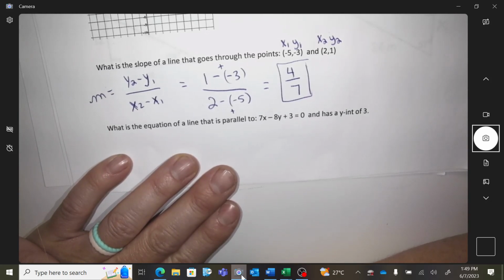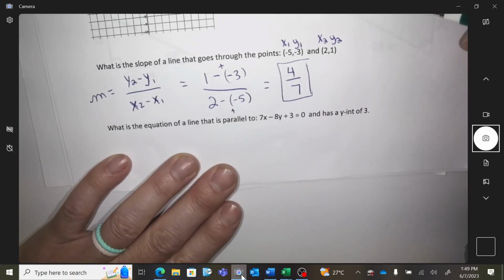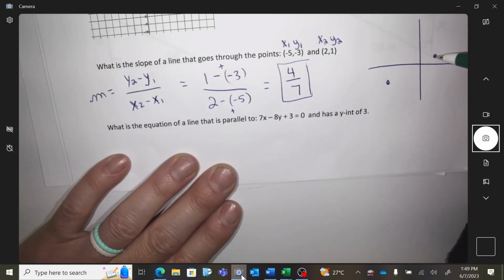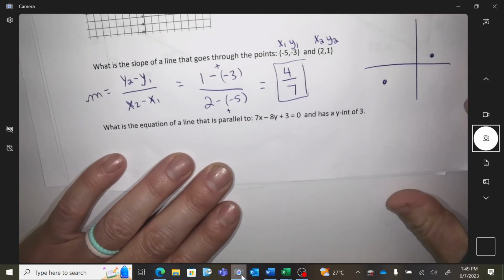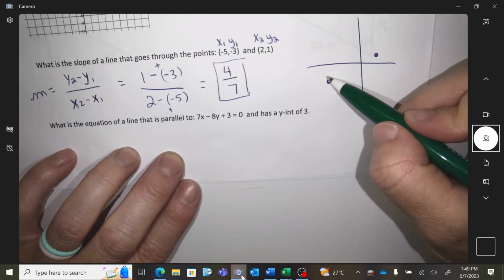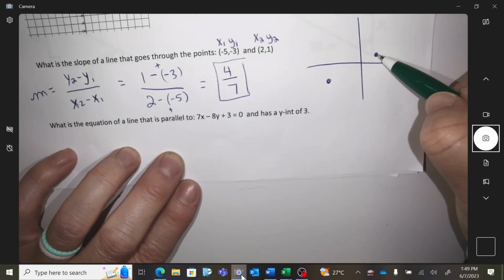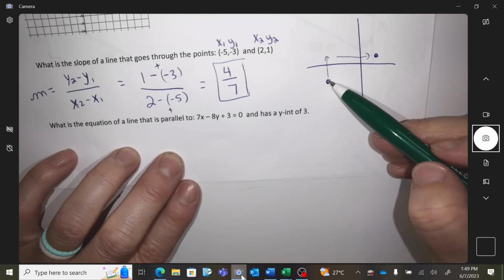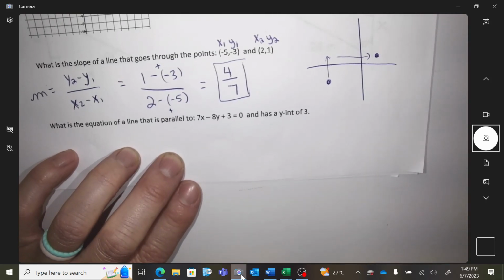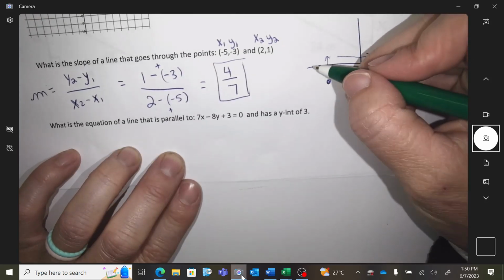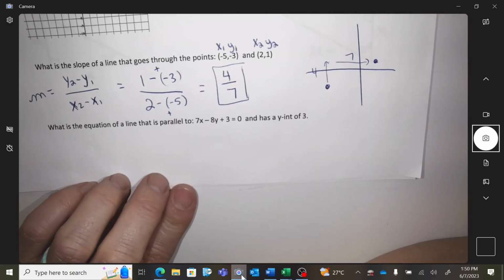Okay, if you aren't really a formula kind of person, you could kind of think about where do they land. So -5, -3, and 2, 1. How much did I have to go up and over? And you can figure it out like that. Okay?